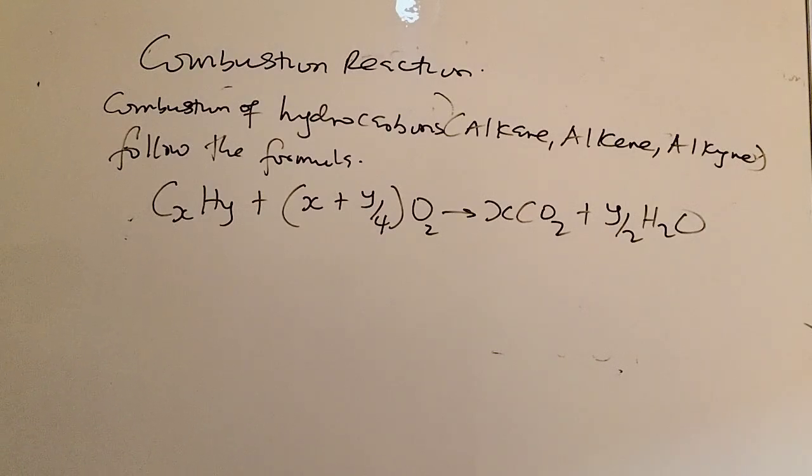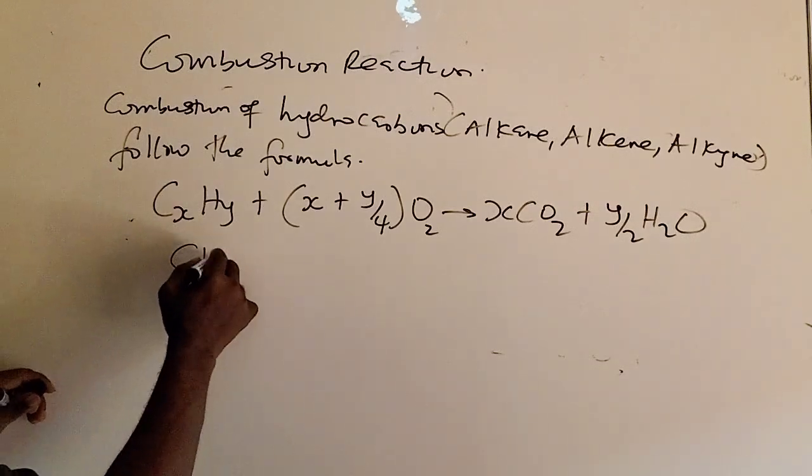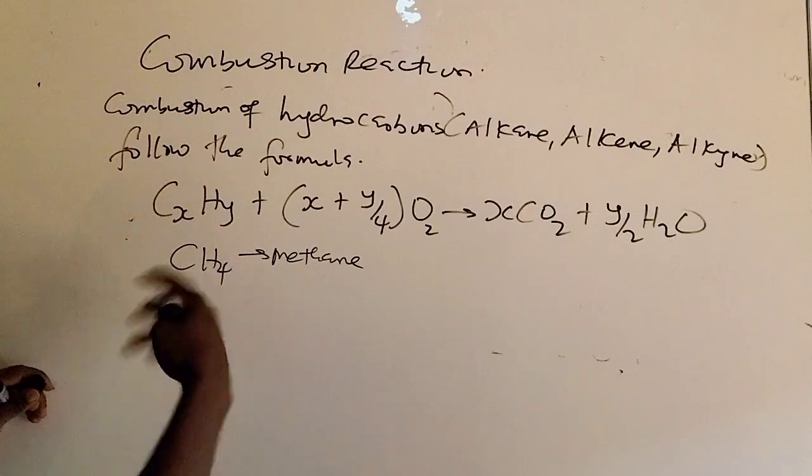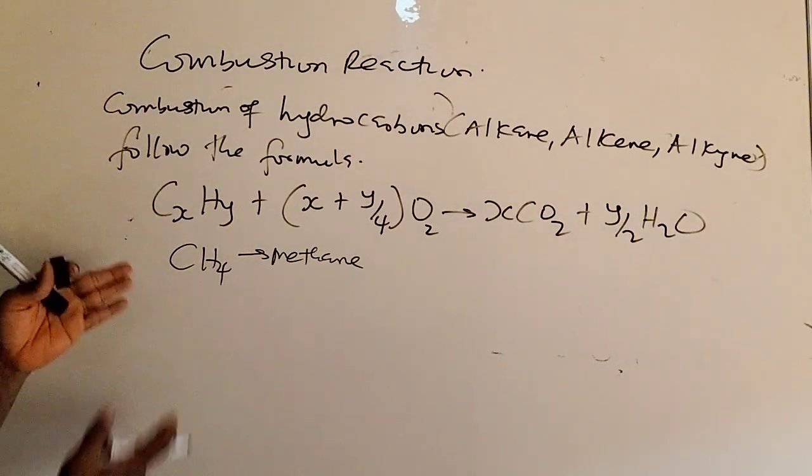For example, if I use methane, methane is an alkane, CH4. Instead of balancing it the way I did before, I can just use this formula.